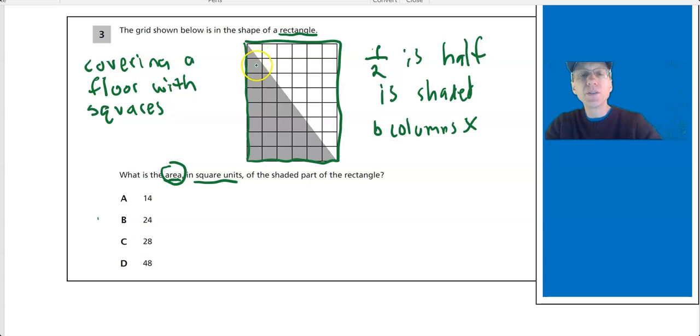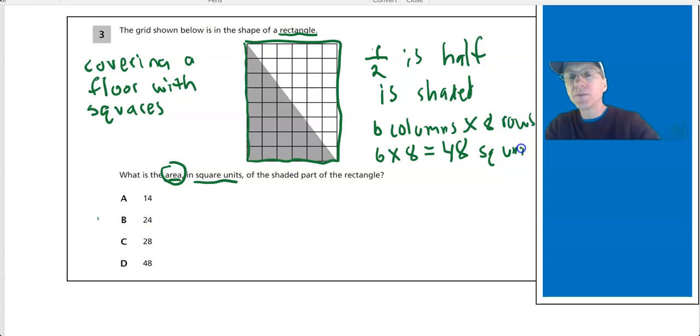Times how many rows? 1, 2, 3, 4, 5, 6, 7, 8. Times 8 rows. Again, that's going back to 3rd grade. That's an array. 6 times 8. So 6 times 8 is 48. There are 48 square units in the whole thing.